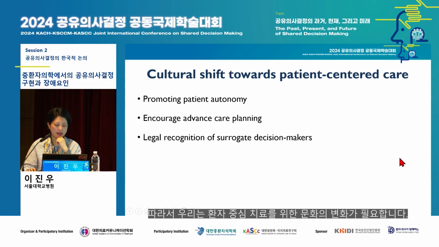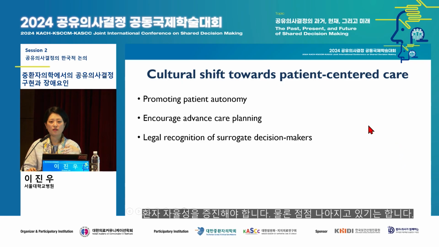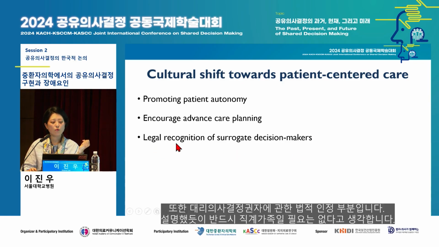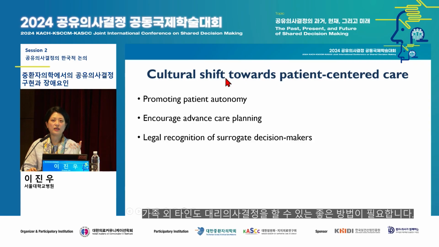So there also needs to be a cultural shift toward patient-centered care. I think we need to promote patients' autonomy more, and I think things are getting better, but we do need to go further on that level. And to encourage advance care planning, as I said, many do not have advance care planning. And when you come to the ICU without advance care planning, we do not know the patient's preference. And there needs to be a legal recognition of surrogate decision makers. Like I said, it doesn't have to be immediate family. Someone else can have a better idea of the patient's perspective, and they need to have their legal rights to act or speak on the patient's behalf.